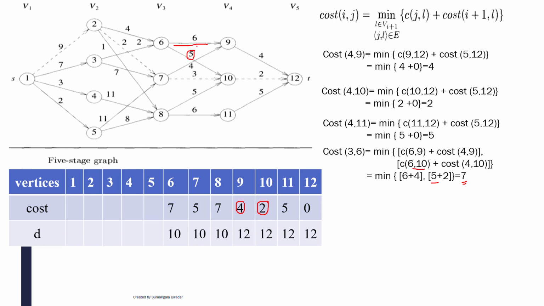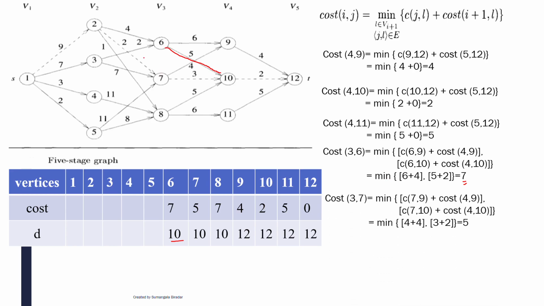Then what do you have to consider now? This edge gives the minimum cost, so you consider this one. In the table you update the cost you got for 6. Now the 7, with which vertex as adjacent do you get the minimum? With 10 as the adjacent vertex, you get the edge cost of 7 here. Next I have to calculate for 3, 7.